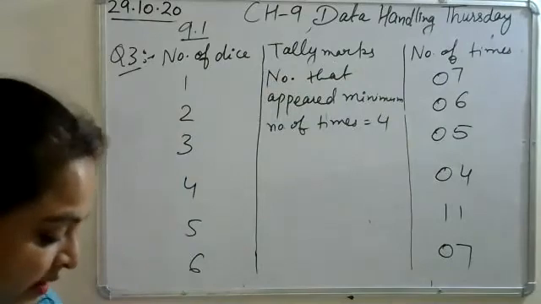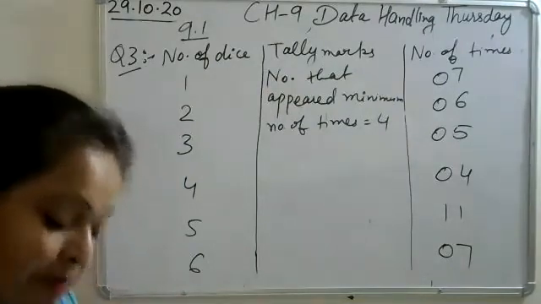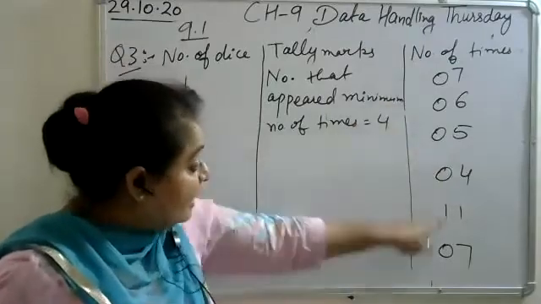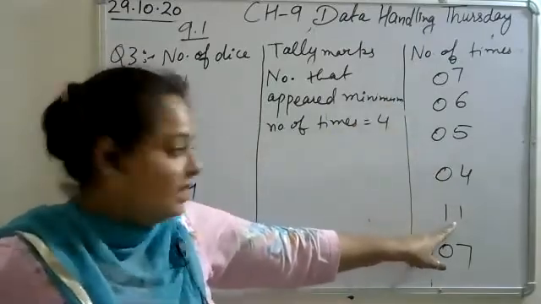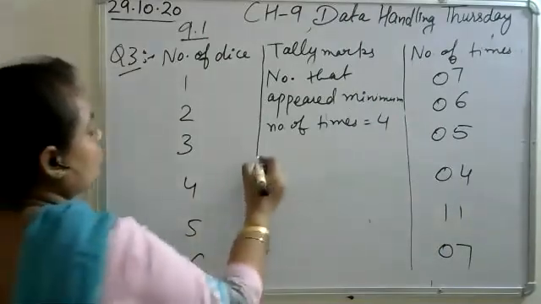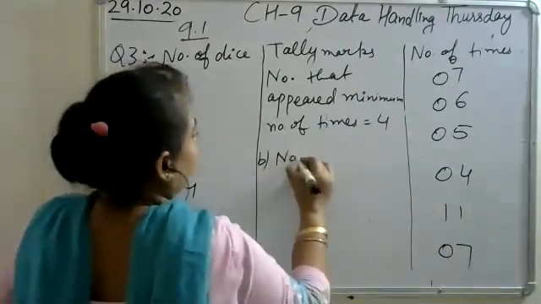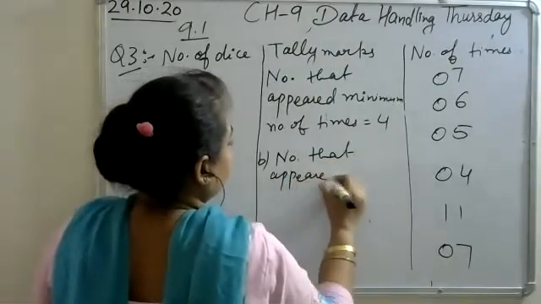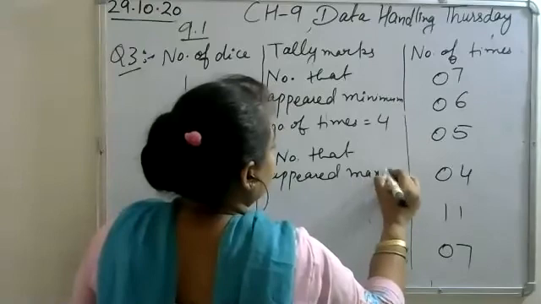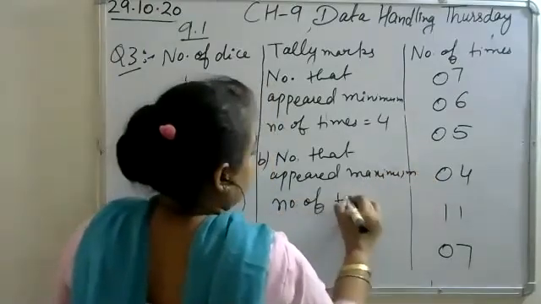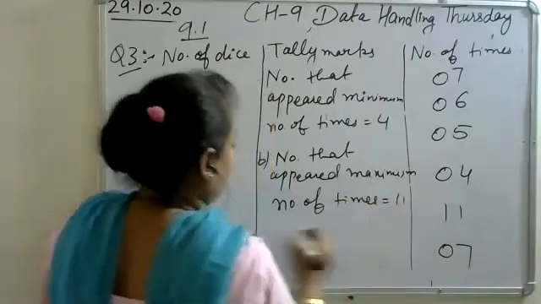Similarly, tell me the number that appears maximum number of times. Maximum. Now tell me, 11 is maximum. 11 is the answer of 5. Yes. So you will write: number that appeared maximum number of times is equal to 11.